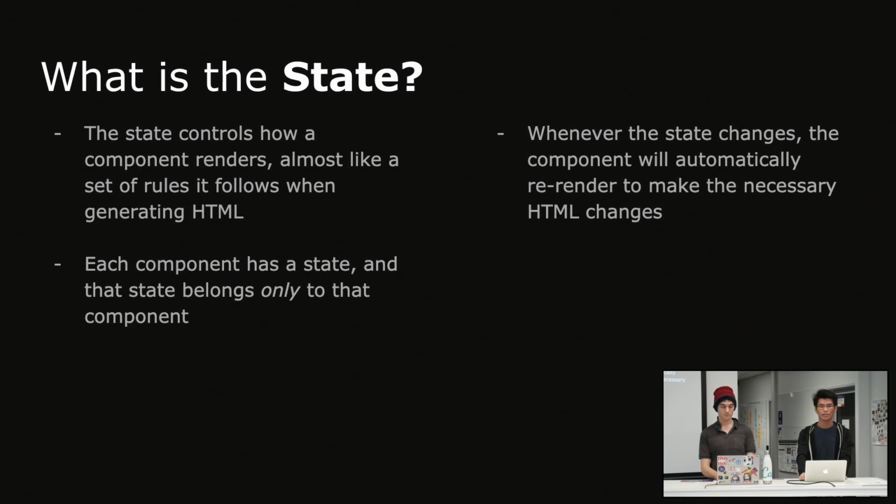So the state is able to control how a component renders. And it can render different HTML based on this state. Each component has a state, and that only belongs to that particular component, or child components, as we'll see later. And whenever this state changes, the component will automatically re-render to make the necessary changes to the HTML, so your UI is always up to date without you even worrying about it, which is one of the great things about React.